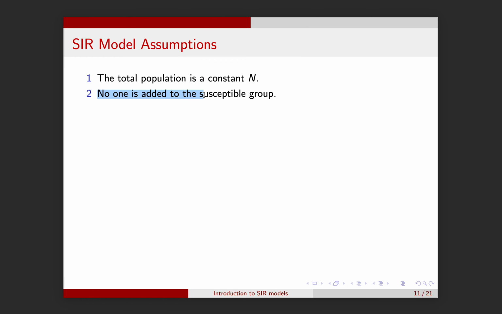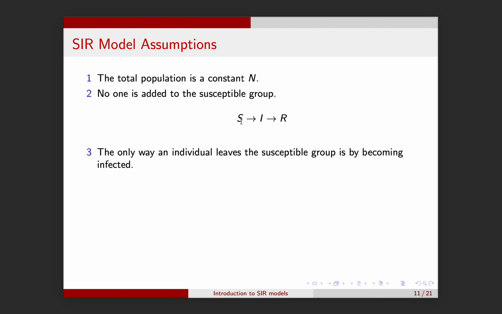Second assumption: nobody's added to the susceptible group. That's very much related to assumption 1. You can't create new susceptibles because you don't have births or immigration by assumption 1. So in terms of a population flow, susceptibles can become infected, can become recovered, and nothing is flowing into capital S. Another assumption: the only way that you leave the susceptible group is by becoming infected. So again, these two arrows are all that there is in terms of population flow. That's an assumption of the model.